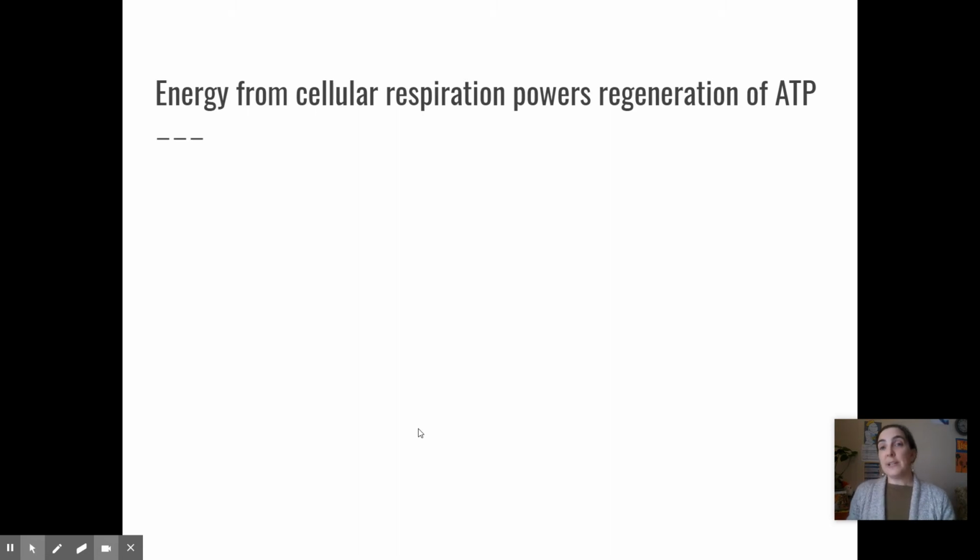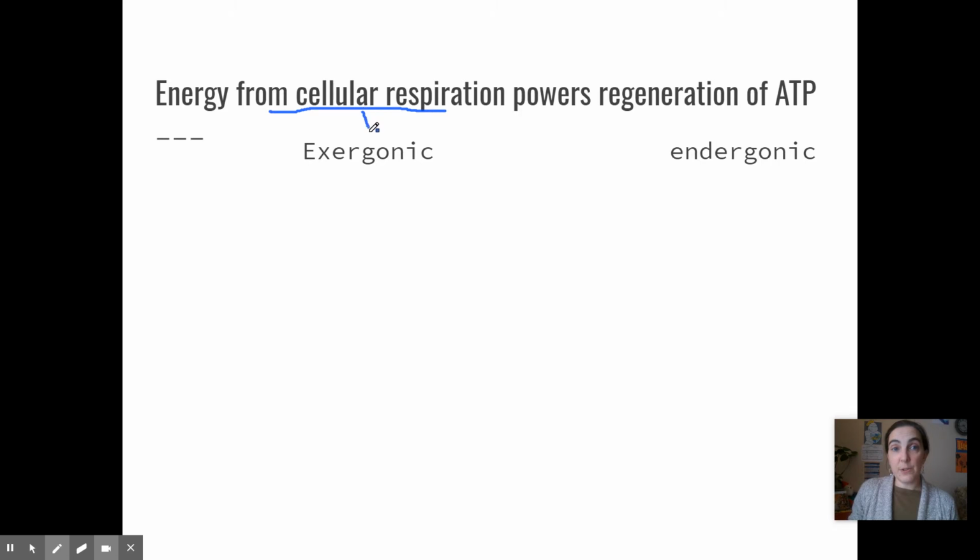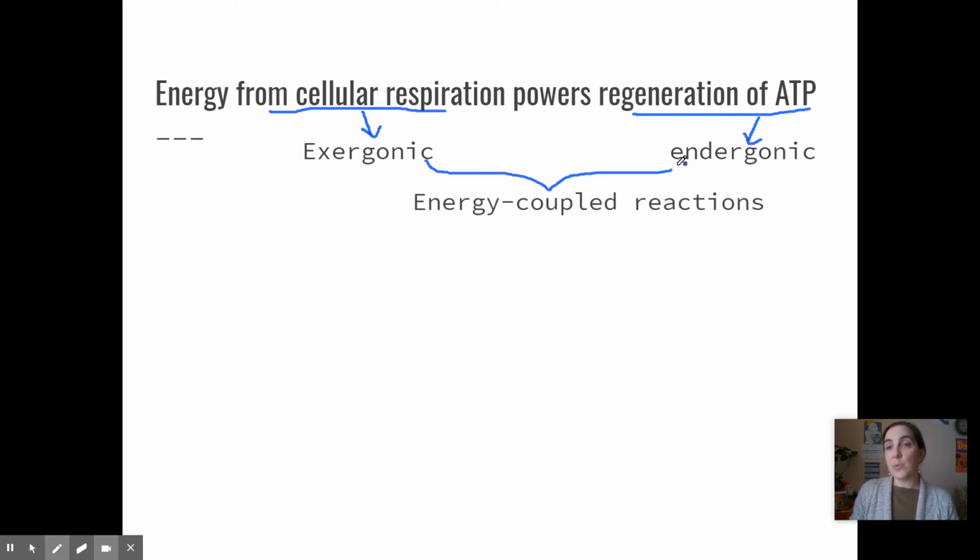So the energy from cellular respiration powers the regeneration of ATP, like we said at the beginning. This is one of those examples where the breakdown of glucose, that first part, that's exergonic. But building ATP, adding that last phosphate on, that's endergonic. That requires energy. So this is an example of a pair of energy-coupled reactions. We use this exergonic breakdown that releases energy, and we capture that energy in that molecule of ATP and use it to build that molecule.